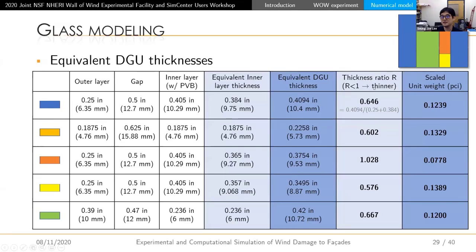So I just summarized here using the thickness ratio R. If that is less than 1, that means the equivalent DGU thickness is thinner. So we deliberately increased the unit weight to make the mass the same as the original DGU, and to make the same dynamic property compared to the actual specimen. So we scaled the mass and unit weight to make the same mass, and those are the values we adopted to make the dynamic behavior comparable to the actual one.